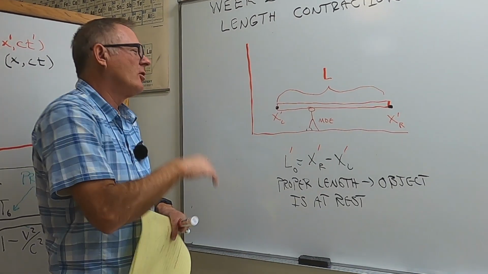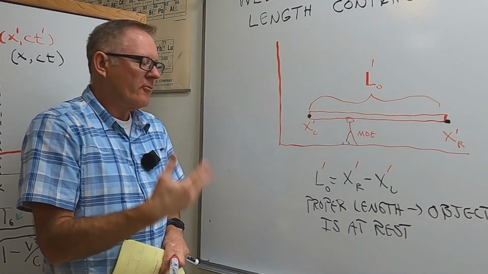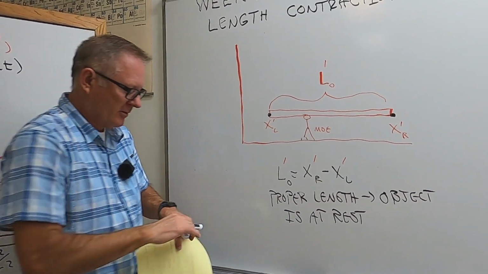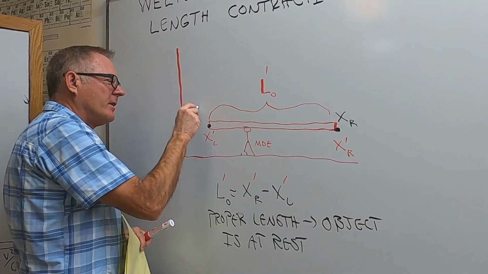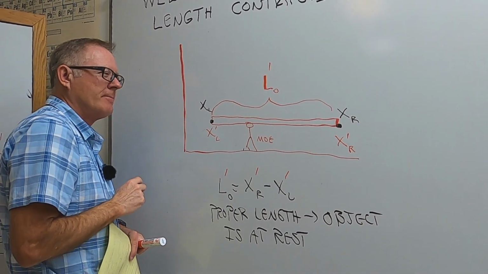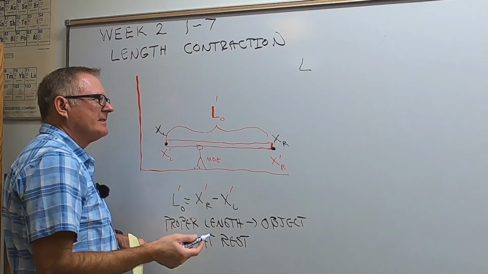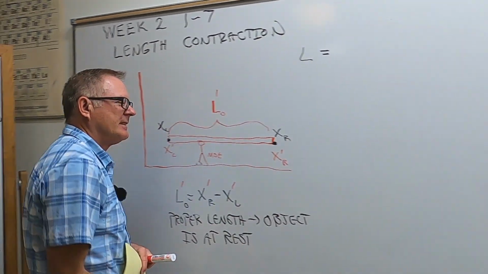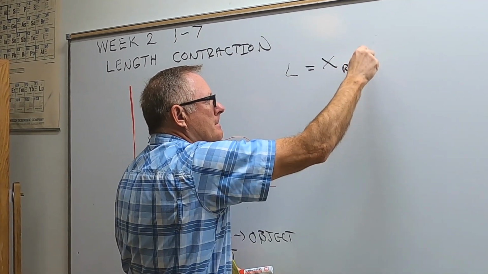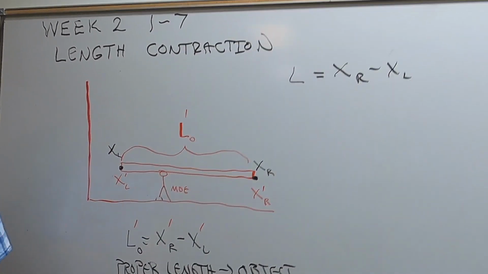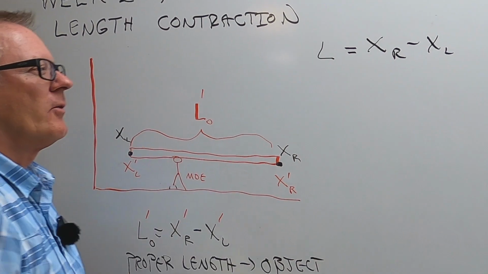Because I want to know how long this stick is going to be now to Fred and Frank and all of those. So that means we get an X sub R without the prime, and an X sub L without the prime. Fred and Frank and Francis, they're all going to measure the length of this stick as X sub R minus X sub L. But to them, this stick is moving. It's moving off to the right.